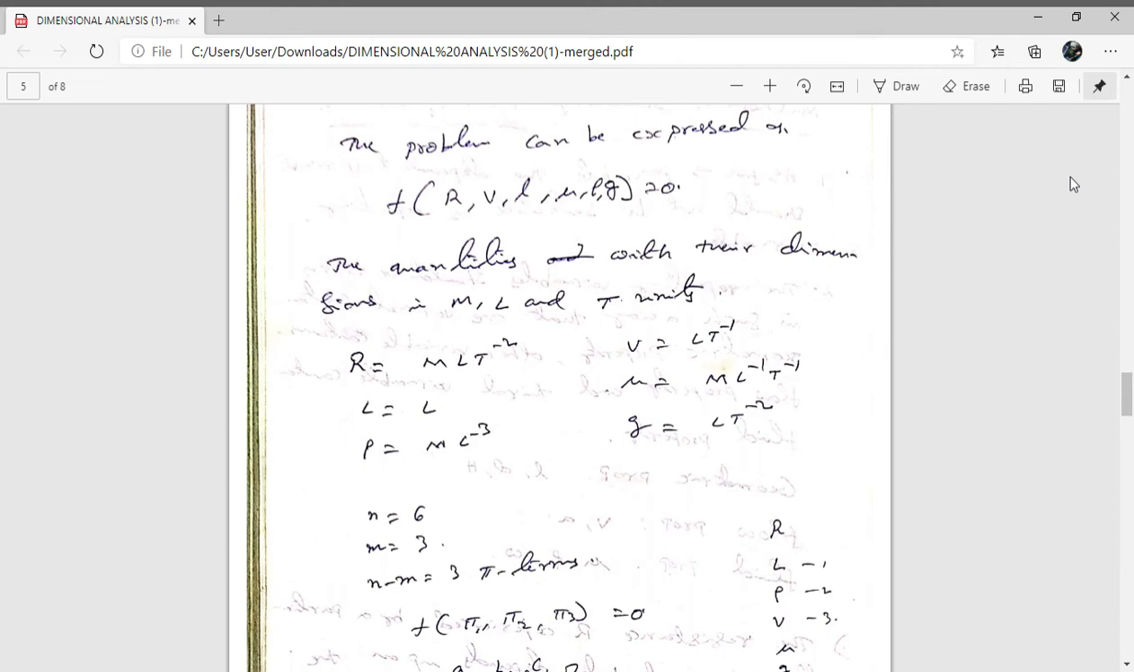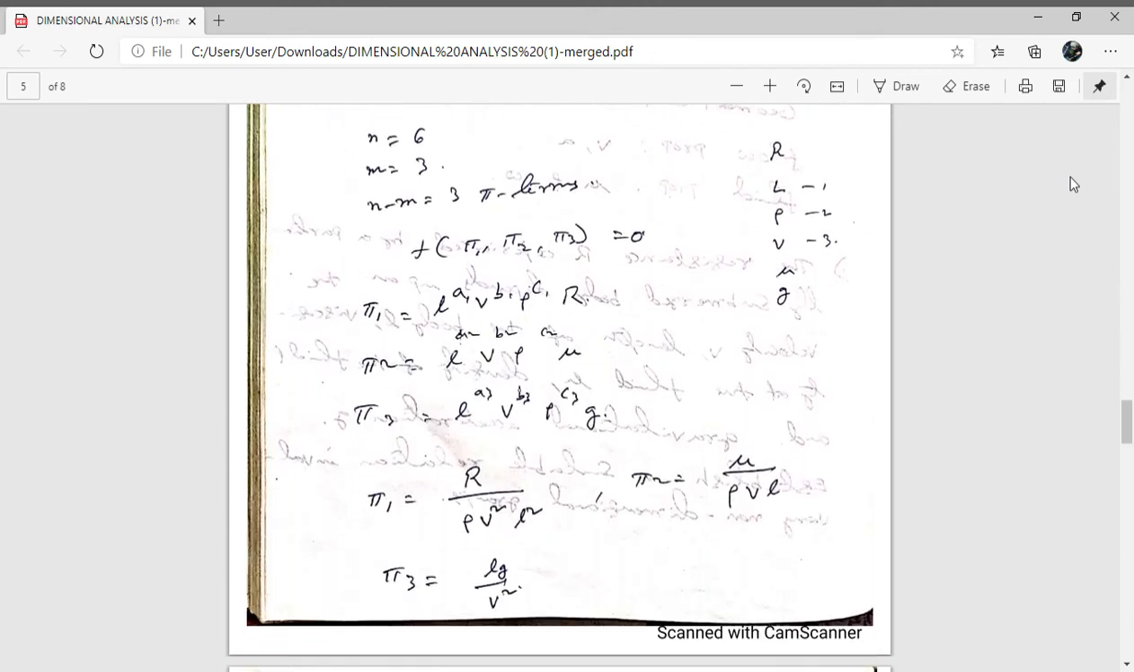So n minus m equal to 3. That means in this problem, we can derive 3 pi terms, 3 non-dimensional terms. So these 3 pi terms we can write as pi 1, pi 2, pi 3. That means a function of pi 1, pi 2, pi 3 equal to 0. So how to find out pi 1, pi 2, pi 3? Okay.